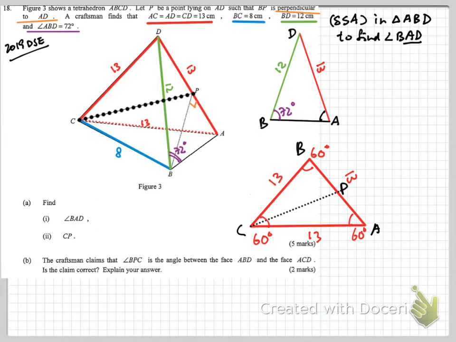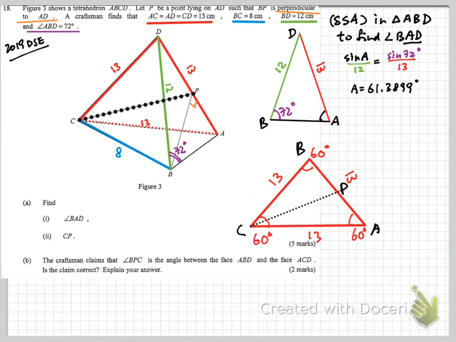When we use the SSA formula, be careful that there might be more than one solution. To invoke the sine formula, we have sine A divided by 12 equals sine 72 divided by 13. From the calculator, we have angle A equals 61.4. It is 61.3899, to be more accurate.